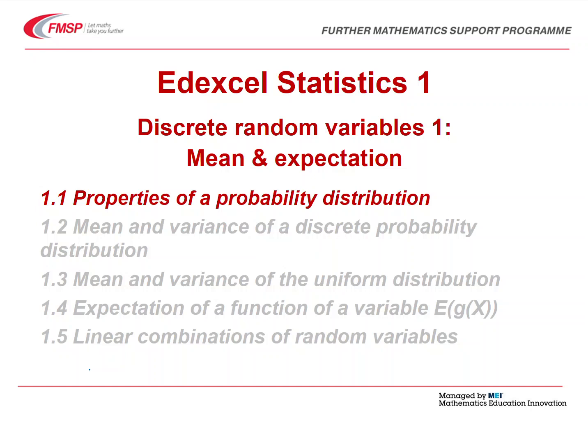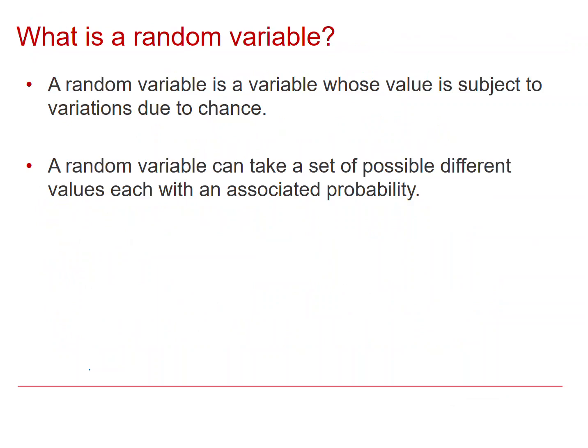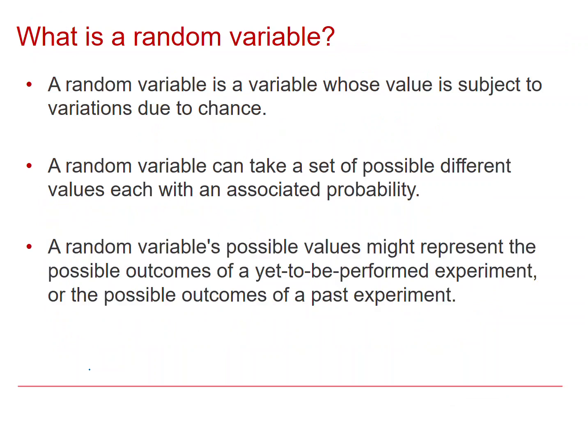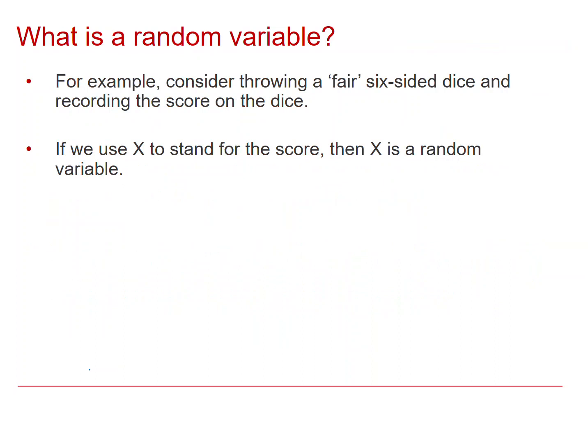First of all, some terminology. A random variable is considered to be a variable which can take a set of values, each with an associated probability, and its value changes due to chance. Often these values will represent the outcomes of an experiment you're going to do or one that you've already carried out. An example of this would be throwing a standard six-sided dice and using the random variable X to represent the score obtained on the dice.